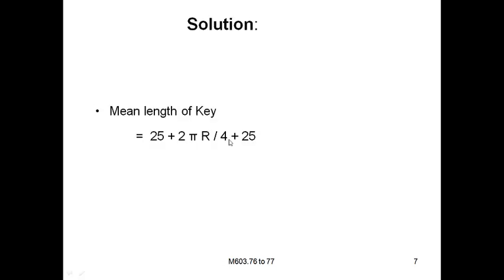So you come back here, now you can see here, 25. You will get the mean length of the key as 120.55. So now the task is calculating the cross sectional area of the key.